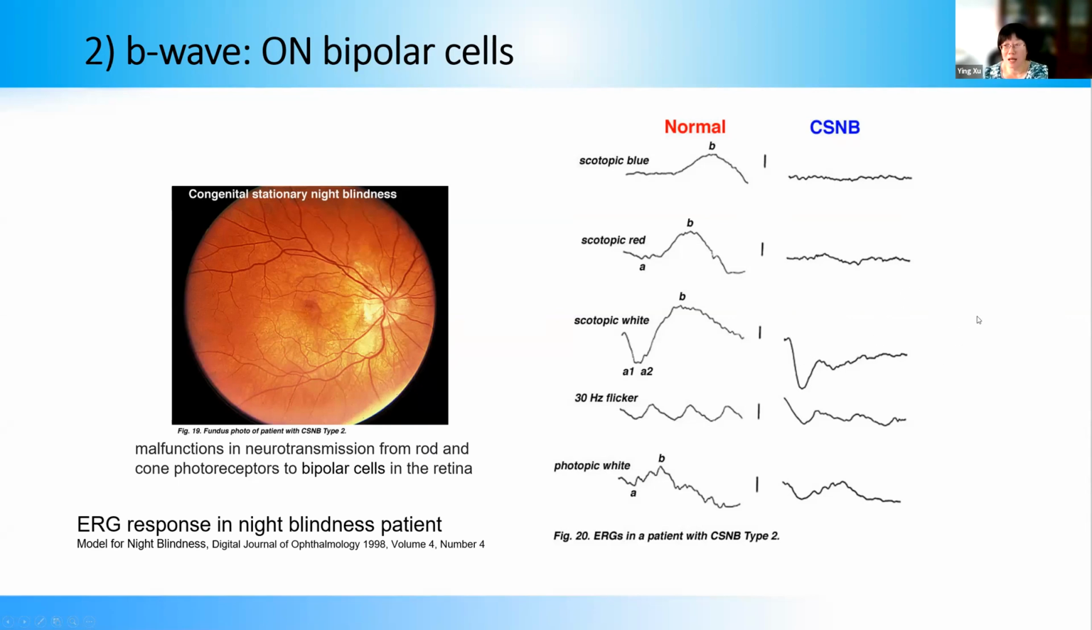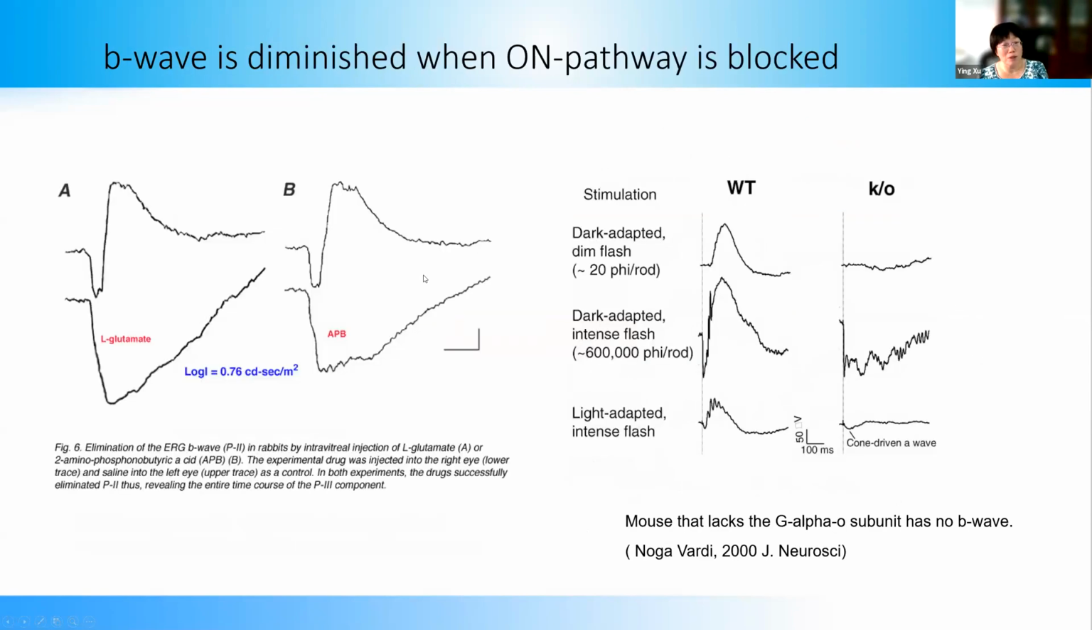There are different types of bipolar cells, ON and OFF. Scientists working on animals found that when the ON pathway is blocked by intravitreal injection of L-glutamate or the agonist APB, the B wave disappeared. That means the glutamate pathway, actually the metabotropic glutamate receptor, is blocked. When the metabotropic glutamate receptor is blocked, the B wave disappeared.